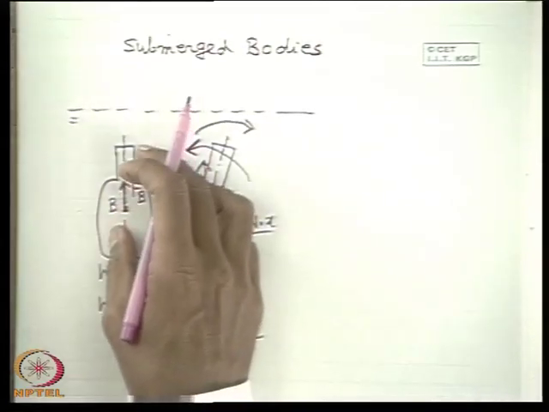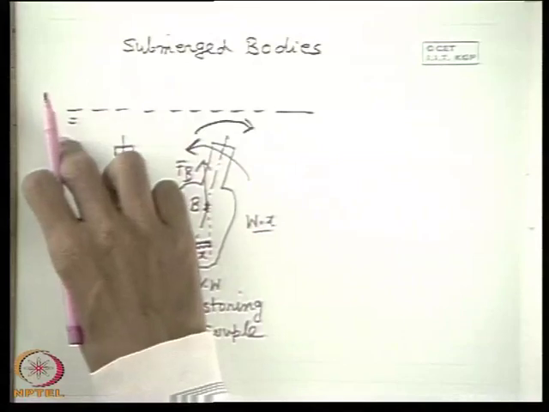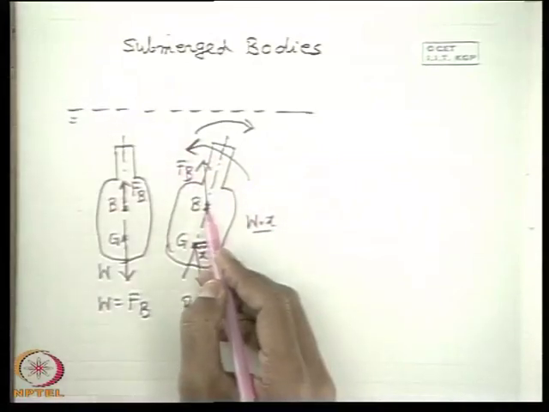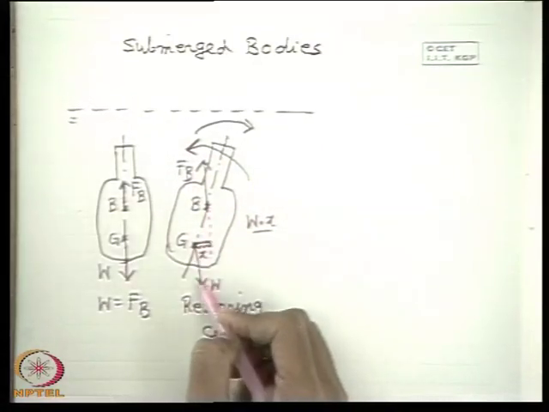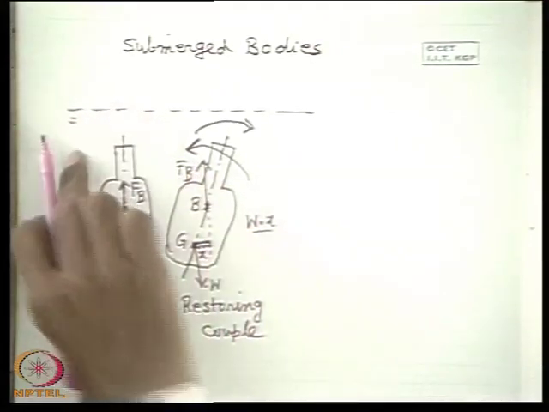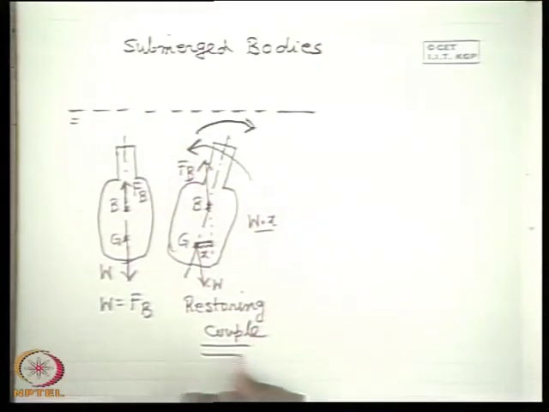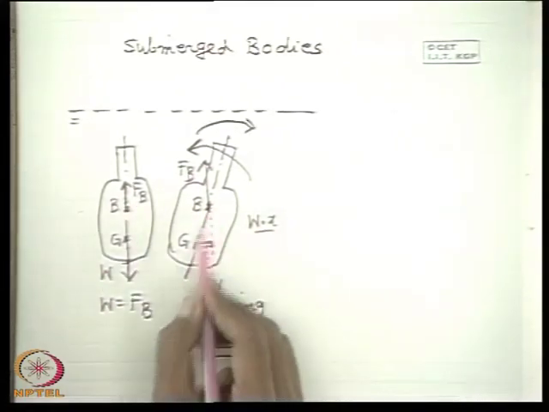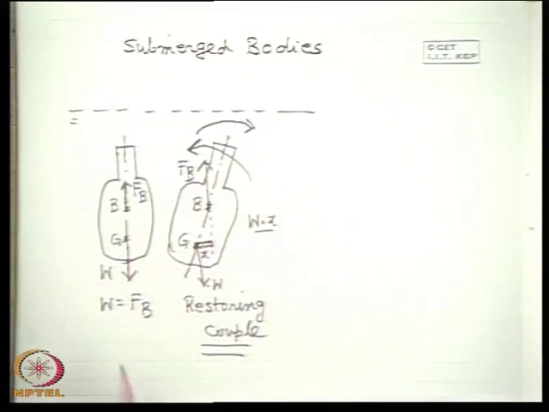Now if you give a tilt or heel in the left direction, you will see again the buoyancy force and the gravity force make a couple in the opposite direction to the angular heel of the body. That means it always creates a restoring couple and helps the body to come into equilibrium. So when G is below B, we see the equilibrium is stable equilibrium.